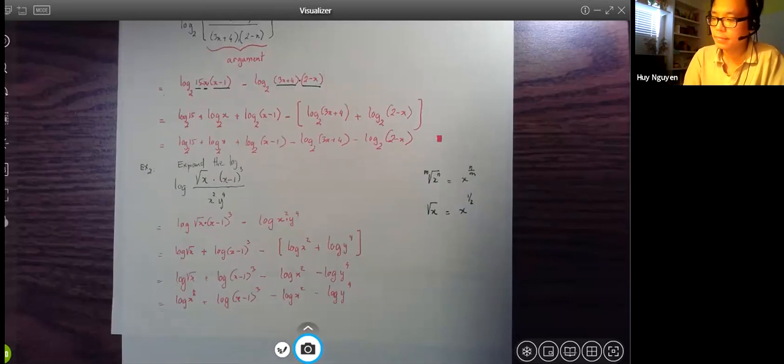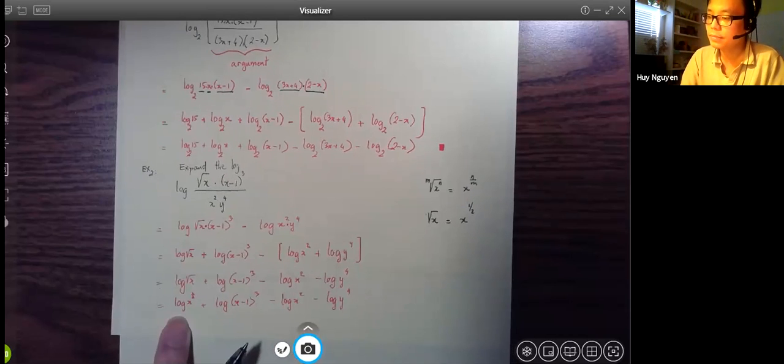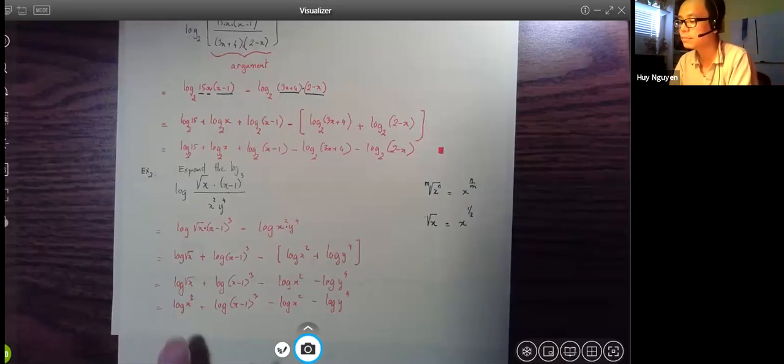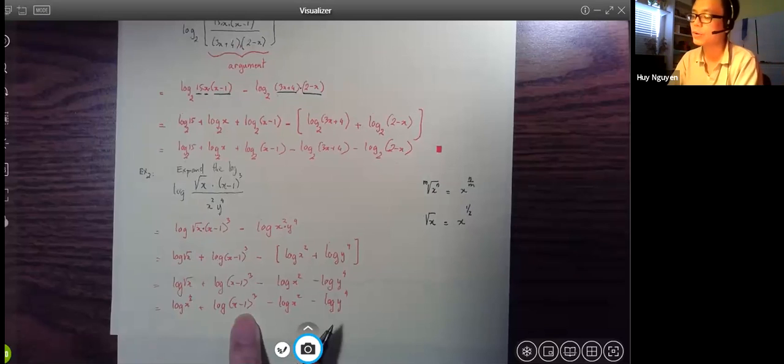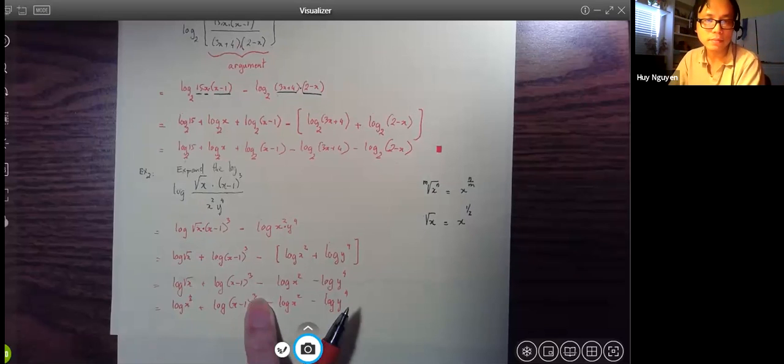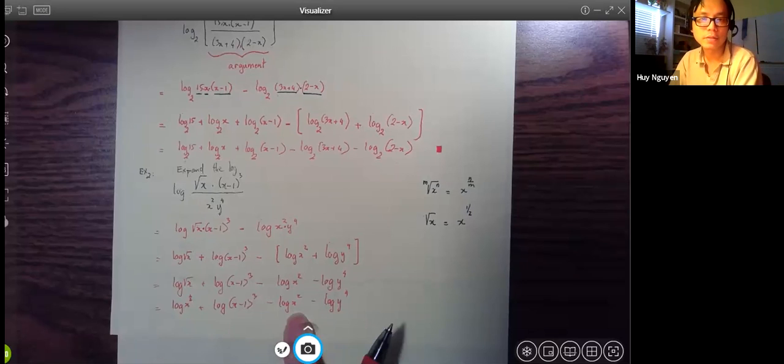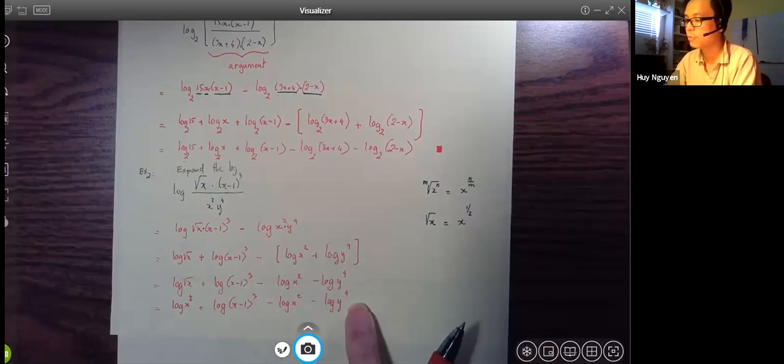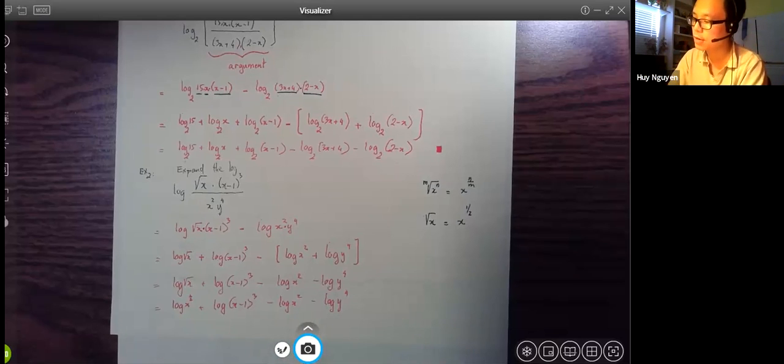Right. So the first log, we have exponent a half. The second log, we have exponent 3. The third log, we have exponent 2. And the fourth log right here, we have exponent 4. So let me circle the exponent.